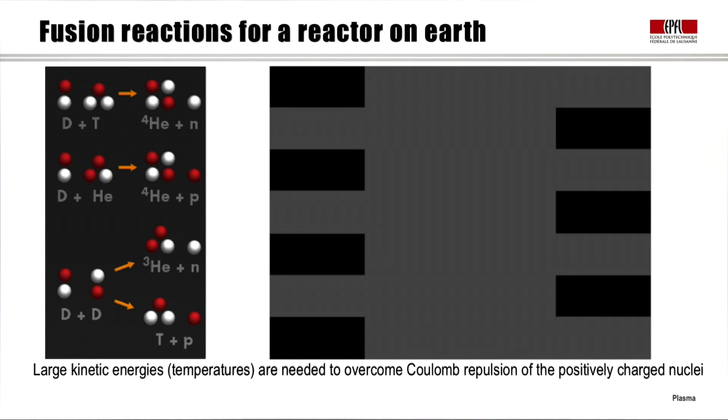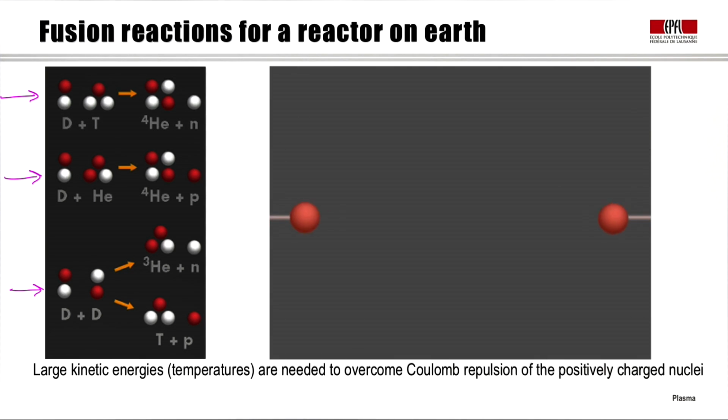Let us look at the fusion reactions that we can have working on Earth in a reactor to produce energy for us. I have taken 3 examples here. Deuterium and tritium that fuse to produce a helium-4 and a neutron, which we have seen already. Deuterium and helium-3 that fuse to produce helium-4 and a proton, or deuterium and deuterium that fuse to produce 2 possible outcomes, a helium-3 and a neutron, or a triton and a proton.